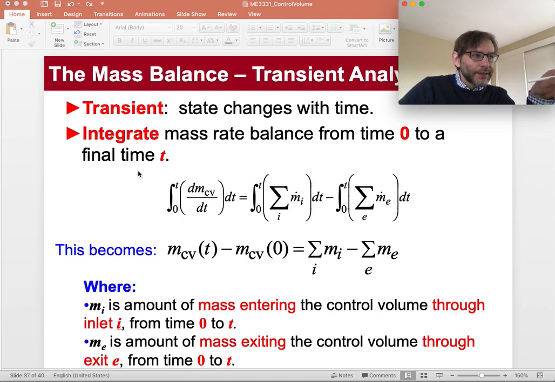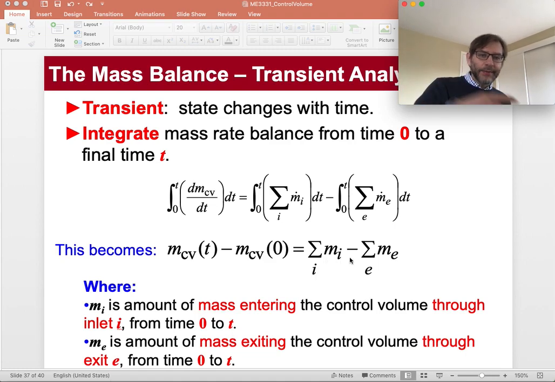Essentially, we just integrate this with respect to time, and you get the following. You get m_CV, the mass of the control volume at some time t, minus the mass of the control volume at the initial time, is equal to the sum of the mass that comes in during that time minus the sum of the mass that leaves in that time. This makes total sense to me. Hopefully it makes sense to you as well.